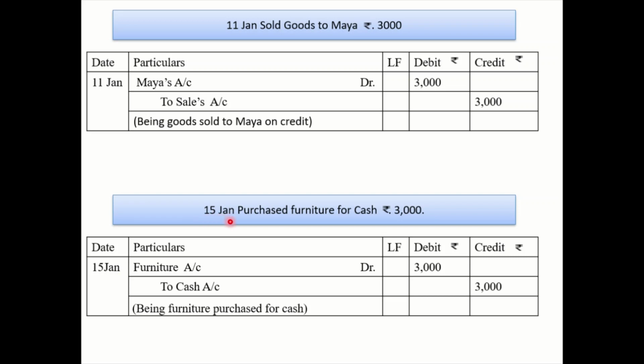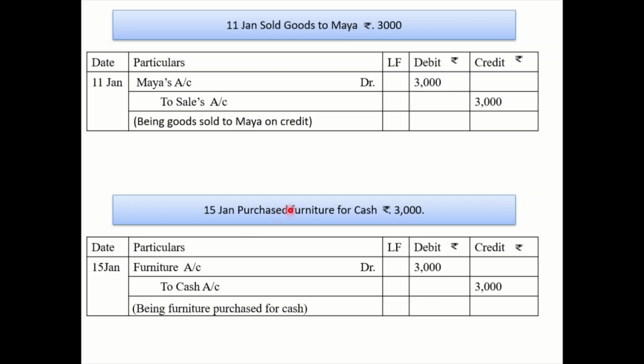15th January. Purchased furniture for cash, rupees 3,000. Date: 15th January. In the particulars column we write furniture and to cash. Here, the purchase mentioned is that furniture is purchased on cash basis. That's why furniture is one account and cash is another account. Both of these accounts are types of real account. What is the rule of real account? Real account rule is debit what comes in and credit what goes out.